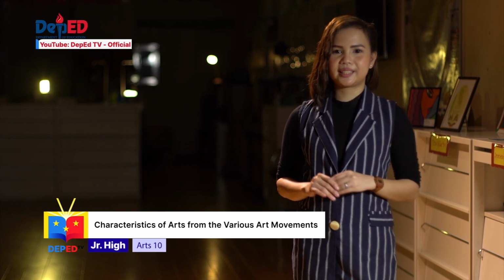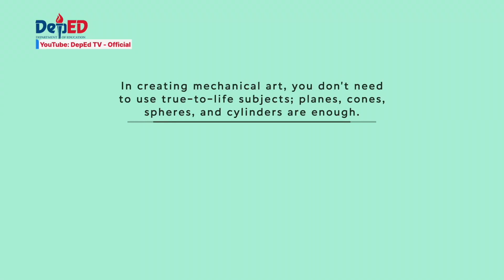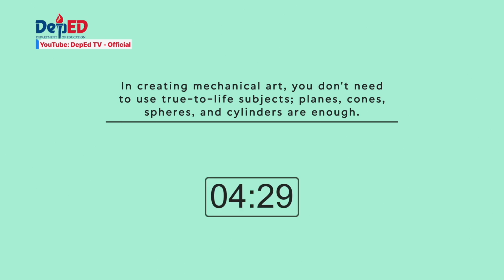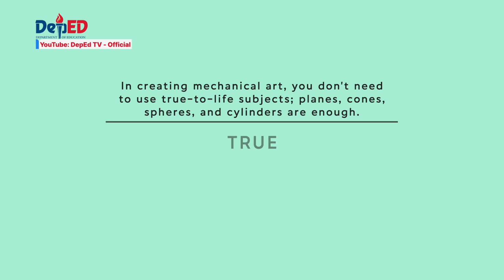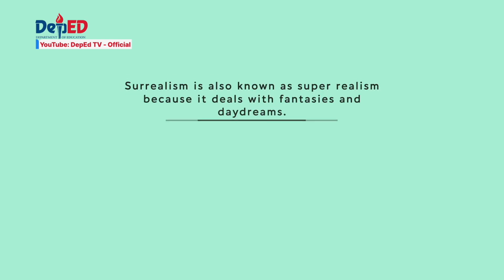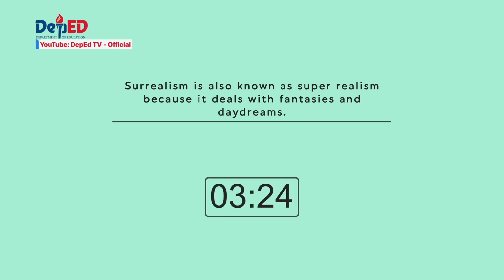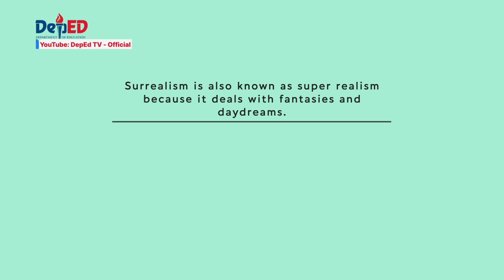Let's start with the first statement. In creating mechanical art, you don't need to use true-to-life subjects. Planes, cones, spheres, and cylinders are enough. This statement is true. Surrealism is also known as superrealism because it deals with fantasies and daydreams. The correct answer is true.